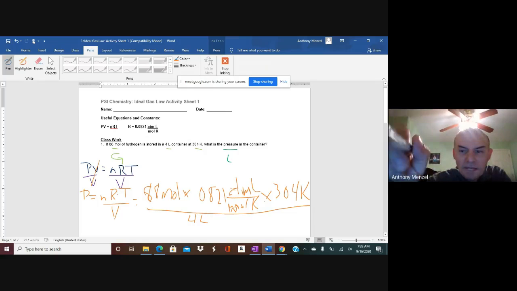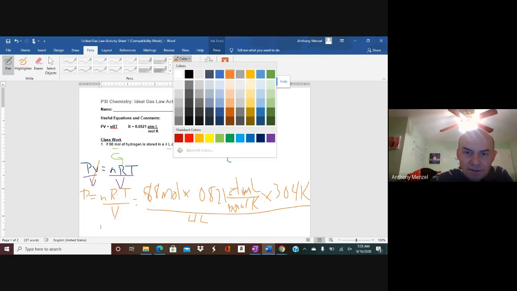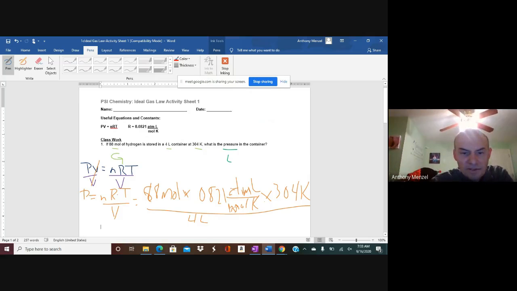Now, before we get a number, it's always good to check your units to make sure that your work is correct. So our moles cancel, our Kelvin cancel, our liters cancel, and we're left with atmospheres, which are in fact units of pressure. And you end up with 550 atmospheres. Why is it 550 instead of 549?